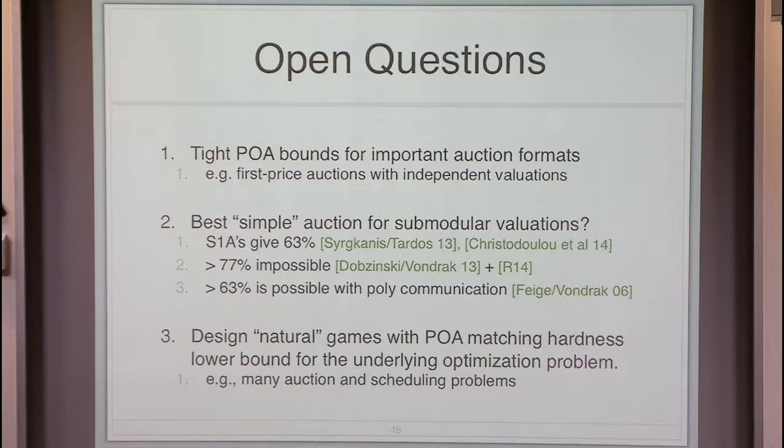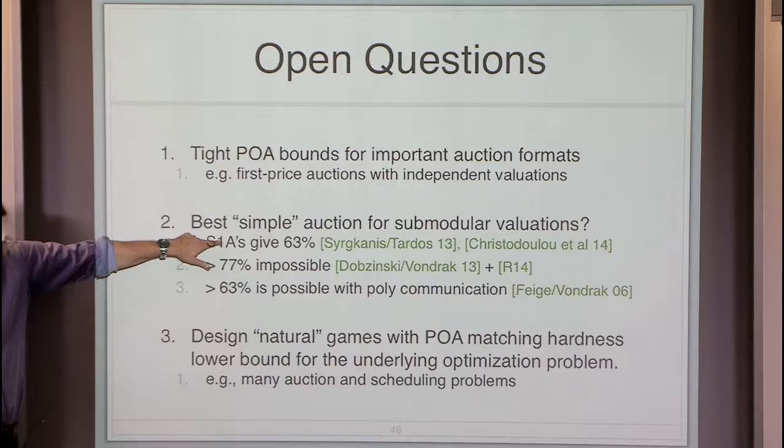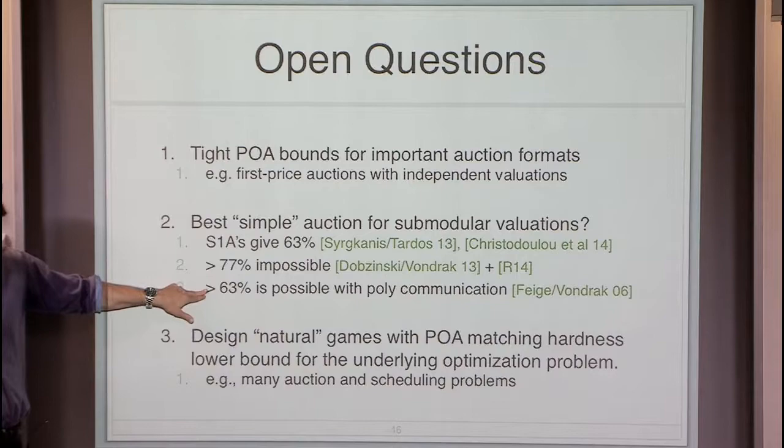But of course, you've got to wonder, can we do better? Maybe a different auction format will get us closer to full efficiency. We don't know the answer to this question. What we do know is that no simple mechanism can get better than 77%. This follows from the theorem I just mentioned, plus known communication lower bounds. It's also known that the lower bound framework that I presented today will be incapable of proving that 63 is optimal, because if you just look at communication protocols, you can do ever so slightly better than 63%.